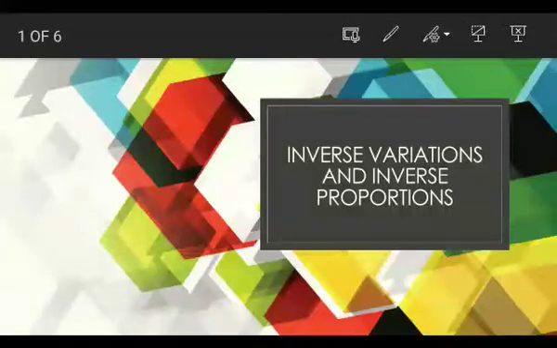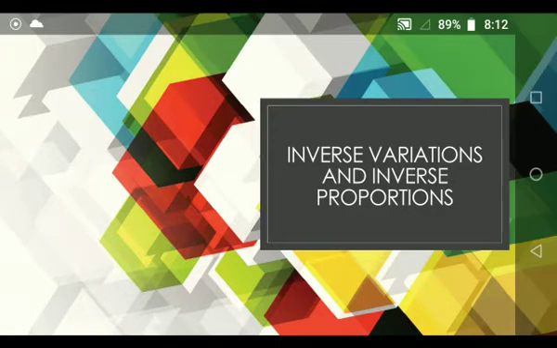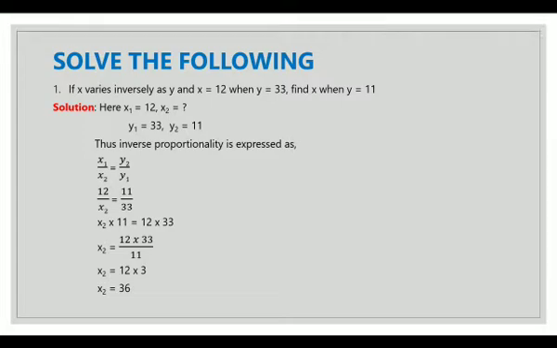Dear students, in the last class, we have studied about inverse variation and inverse proportion and solved sums based on it. So today, we are going to solve few more sums. Solve the following. If x varies inversely as y and x equals 12 when y equals 33, find x when y equals 11.